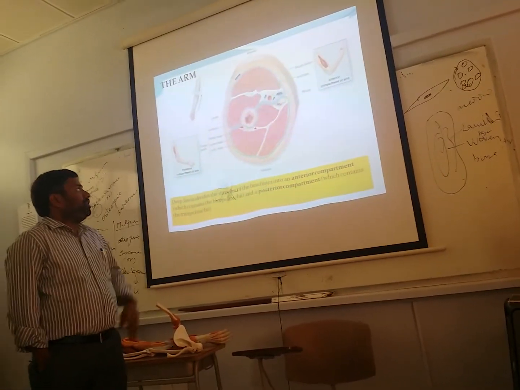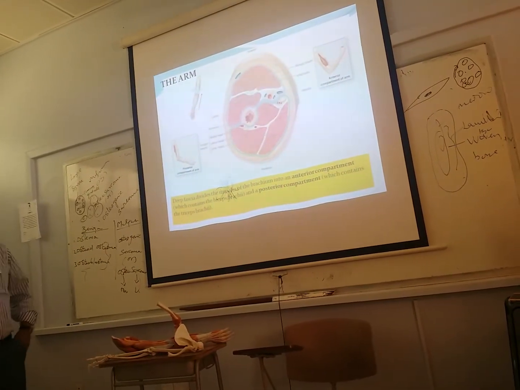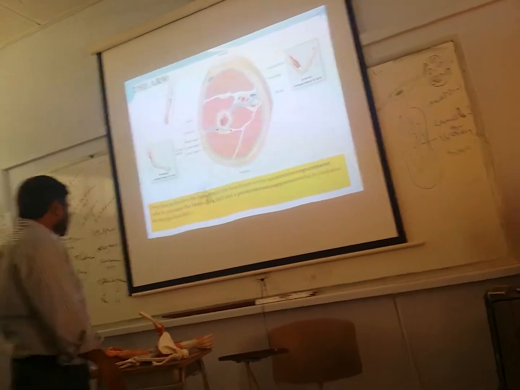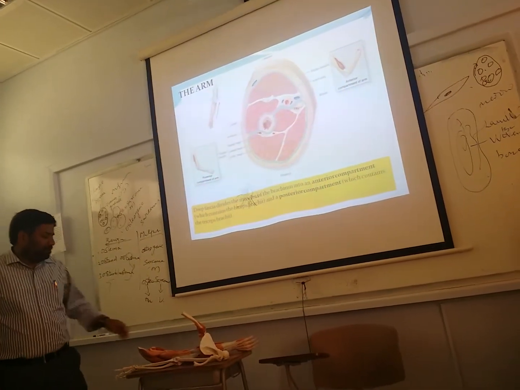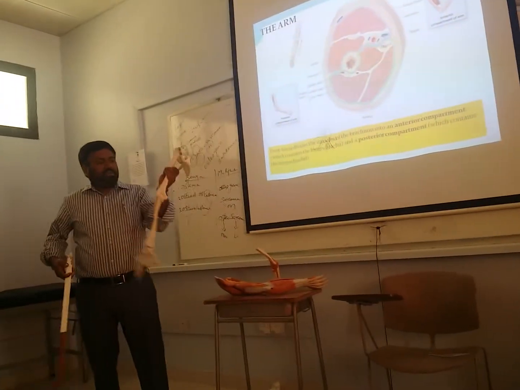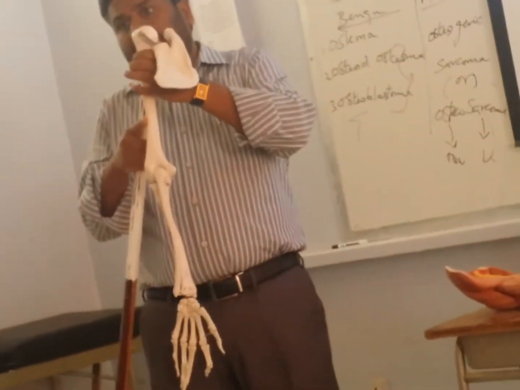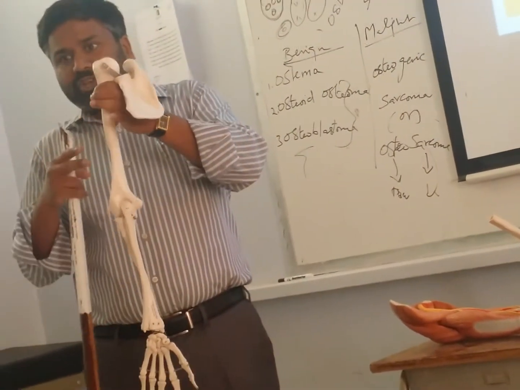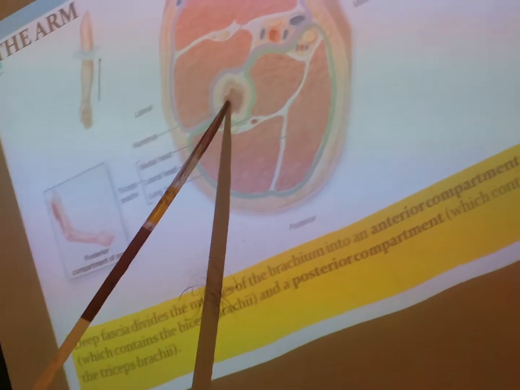Okay. So the deep fascia here in the arm is arranged in such a way that it divides the arm into two compartments, the anterior compartment and then the posterior compartment. So you already know the humerus. The lower end of the humerus shows two sharp margins, right? Yes. Lateral supracondylar ridge and then the medial supracondylar ridge. So the deep fascia divides the arm into two compartments. This is the humerus bone.